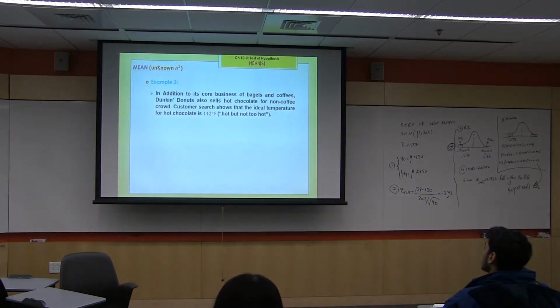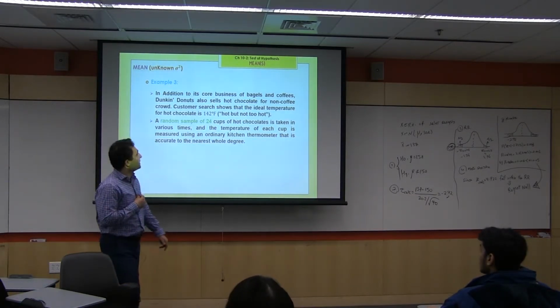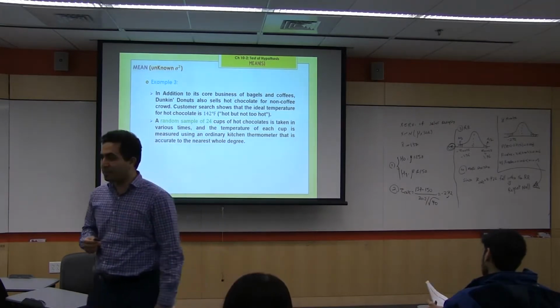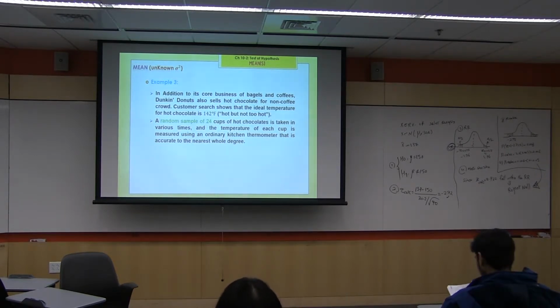So we start with this example number 3. And we're going to talk about Dunkin' Donuts. How's that? I'm not a big fan of those, but yeah. In addition to its core business of bagels and coffees, Dunkin' Donuts also sells hot chocolate for the non-coffee crowd. Customer research shows that the ideal temperature for hot chocolate is 142 degrees Fahrenheit. That's hot, but not too hot, so you can sue them if it's too hot, huh?